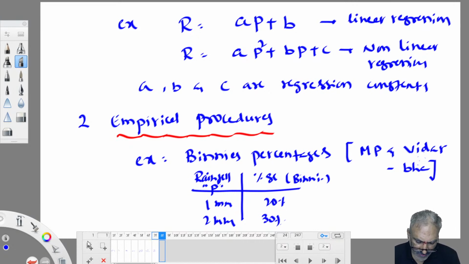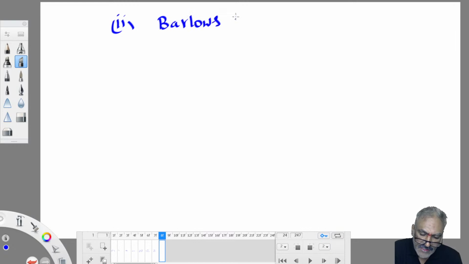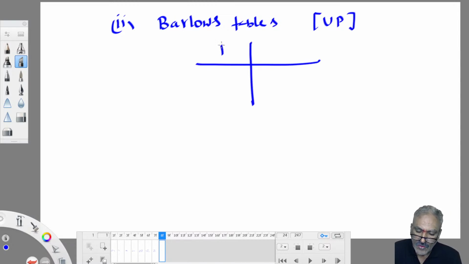Similarly, we also have Barlow's tables. These Barlow's tables are widely used in Uttar Pradesh region. For catchments in UP, you can use them. Barlow has developed a table: you know rainfall, find runoff. So for 1 mm rain, runoff may be 0.2 mm. For 2 mm rain, runoff may be about 0.3 mm. Like that, for different magnitudes of rainfall, runoff components are given to you directly.